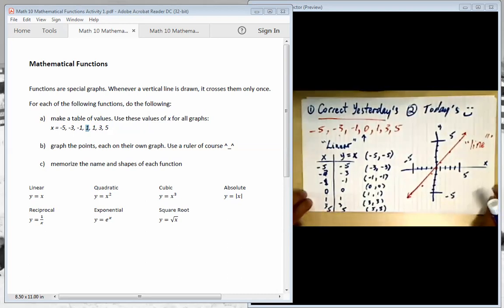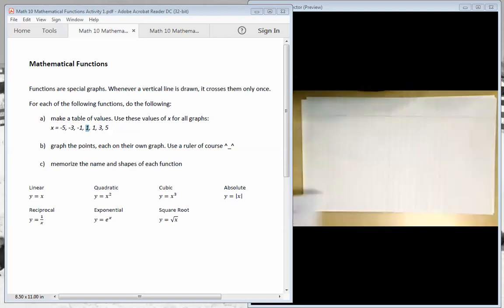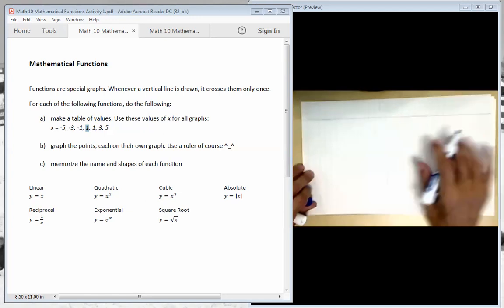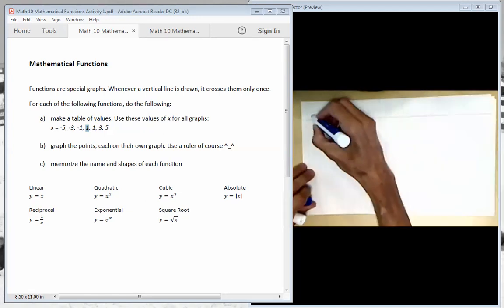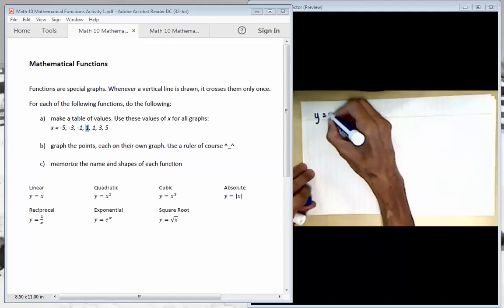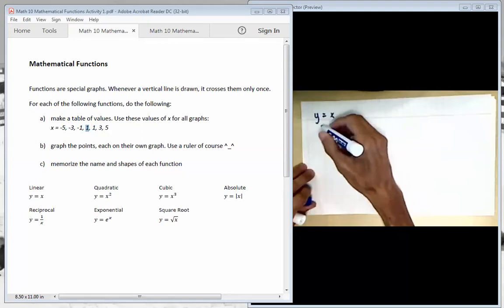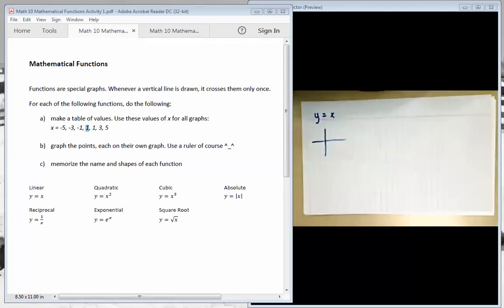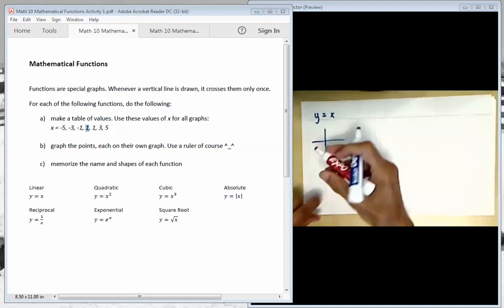Okay, can I take this away? Yeah, okay. So I'm going to go in order then. What we got there. Y equals, the first formula is y equals x, which we just did. So the formula, the graph for this one, as we saw, looks like this.